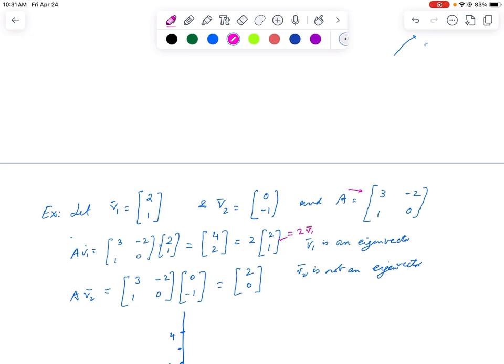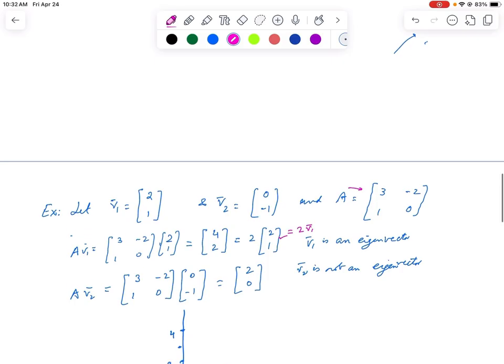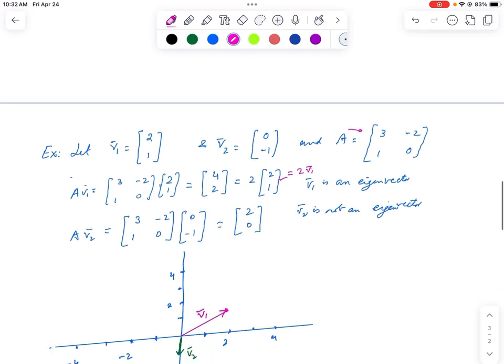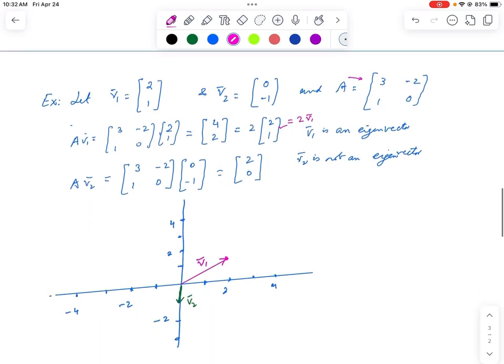corresponding to 2. Then we check v2, which is 0, negative 1, but when I multiply it with A, I get 2, 0, which is not a multiple of v2. So v2 is not an eigenvector. Let's see geometrically what is happening here. When A gets multiplied with v1, we got 2 times v1. So where is 2 times v1? It will be at 4, 2.